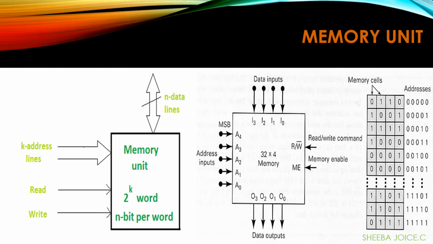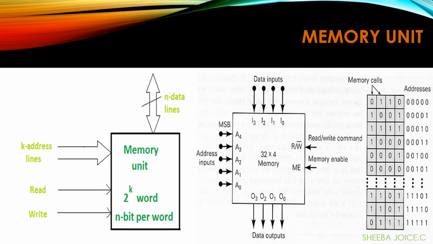Here you can see there are 32 address locations. In each address location, I can store one data. The 32 address locations start from 00000 to 11111. In each address location, I am able to store 4-bit data. So that is what we mean by 32 cross 4: 32 addresses and in each address location, 4-bit data is stored.